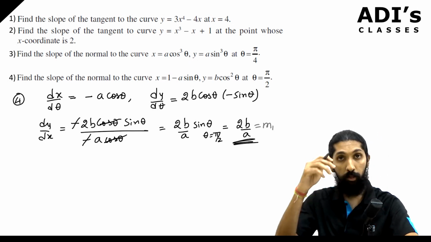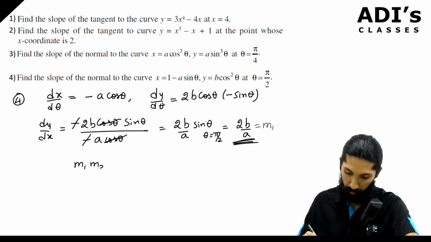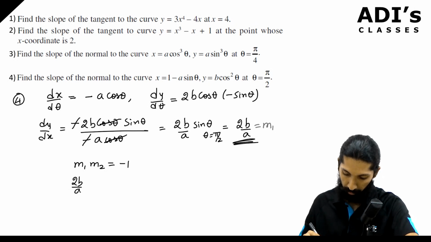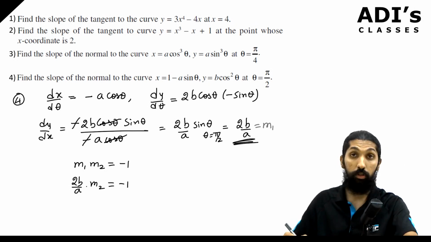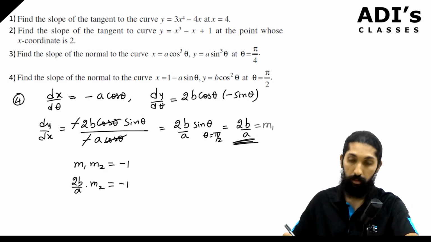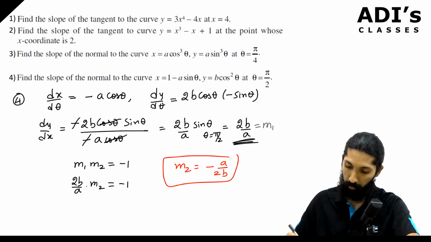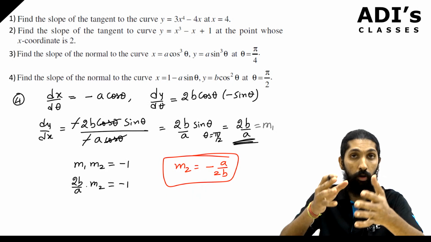If the slope of the normal is m2, then we have m1 into m2 is -1, right? So what we have, 2b by a into m2 is equal to -1. So what is the value of m2 then, or the slope of the normal, what we call. So m2 is equal to minus a divided by 2b. So this will be the value, or you can say the slope of the normal.